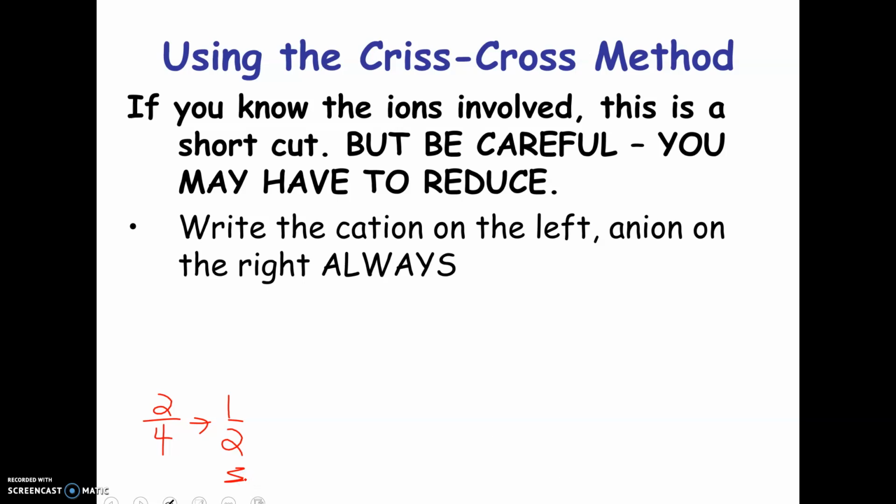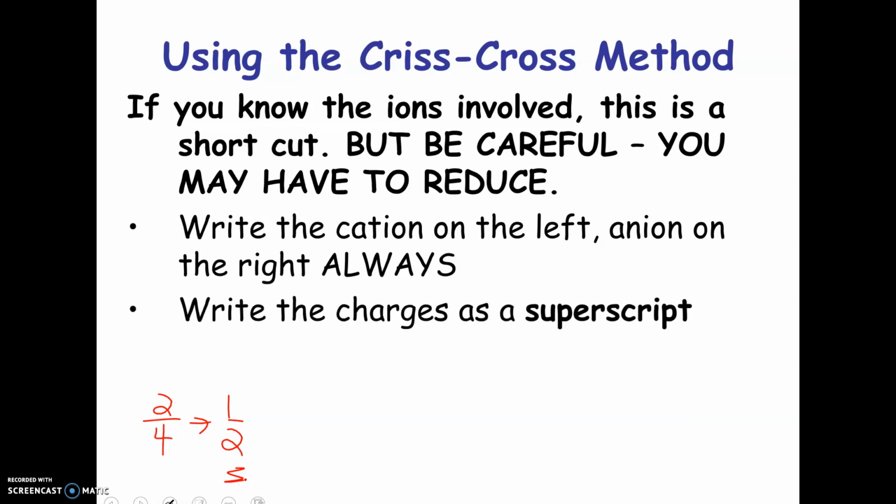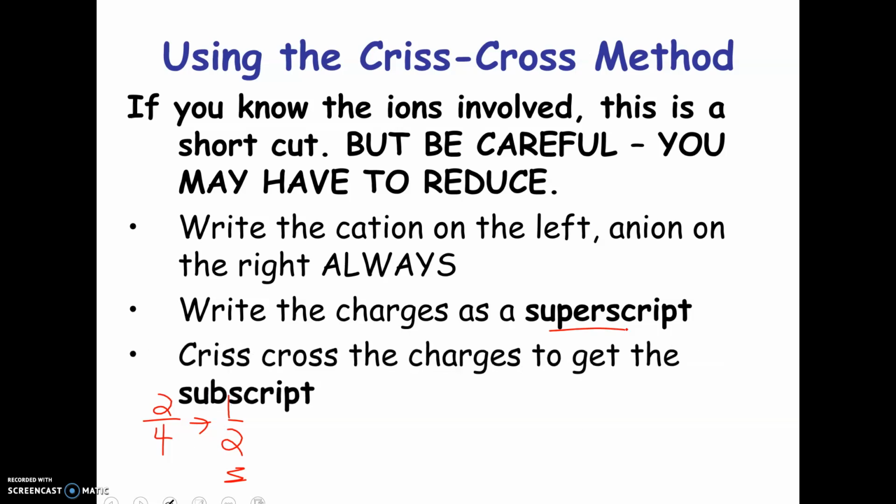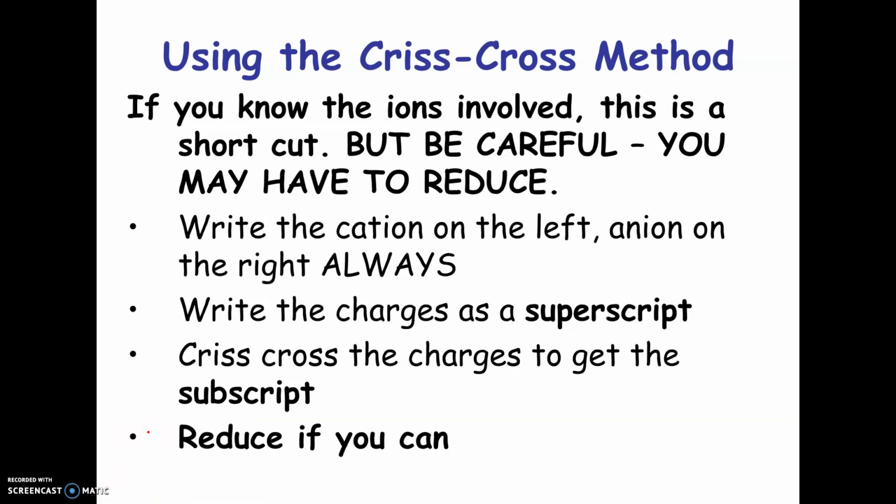So here's how we're going to do this. We're going to write the cation on the left, the anion on the right. The charges are always going to be a superscript, meaning they're up at the top. And then if we crisscross the charges, we can get the ratio. Now this is just a shortcut. And then our last step is we're going to reduce this if we can.